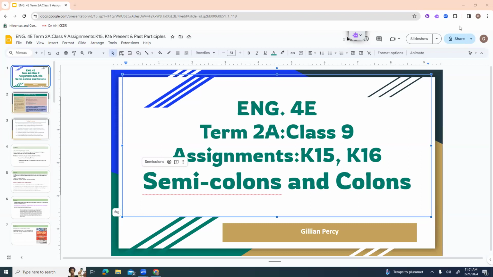Welcome to ENG 4E. This is term 2A. We are working on class 9 today and looking at assignments K15 and K16. We're going to talk about semicolons and colons a little bit today in class.